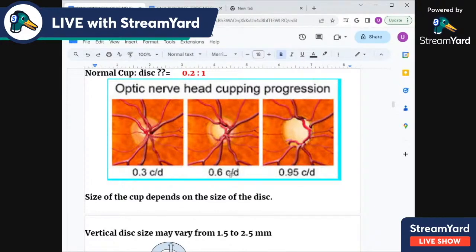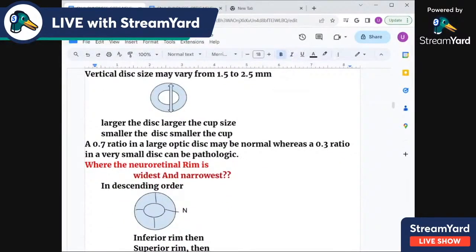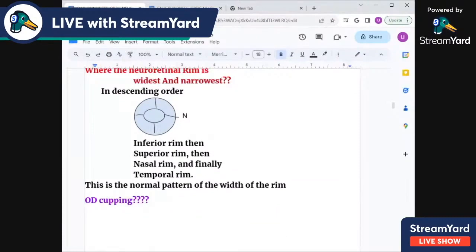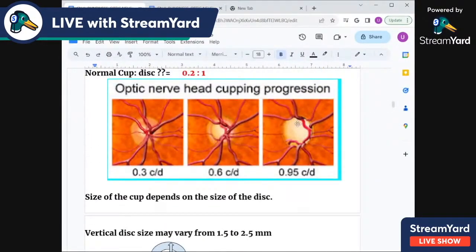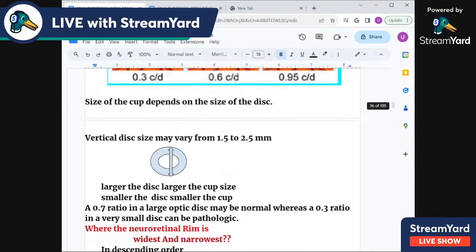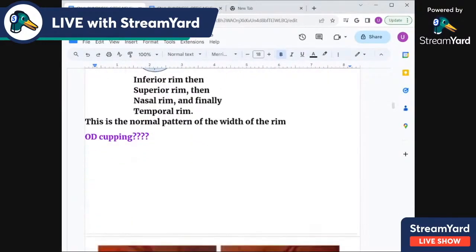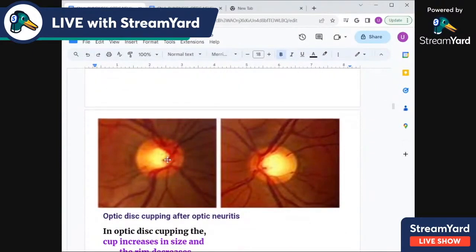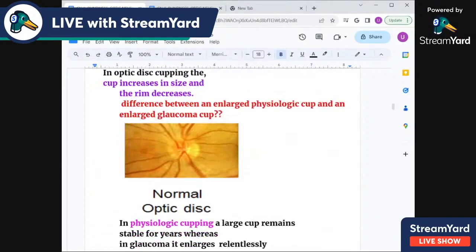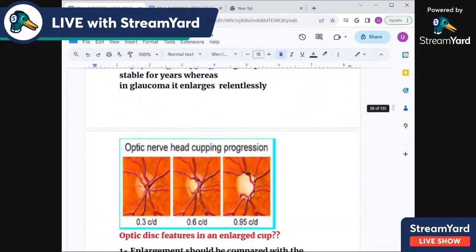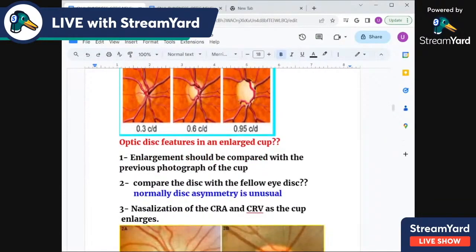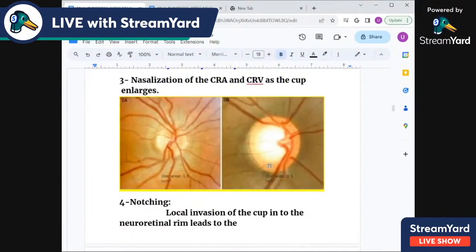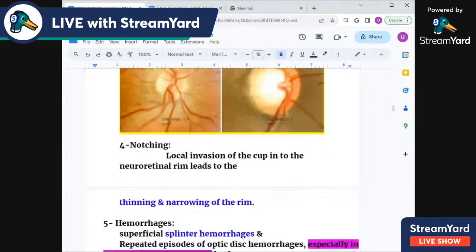There is a notch there, and there are splinter hemorrhages when there is nasalization of the arteriole and venule in the optic cup. So this is a notch here, and this is cupping occurring. Cupping is an increase in the cup size. Then we did the normal optic disc, compared it with the abnormal optic disc. This is nasalization, this is notching here, okay.